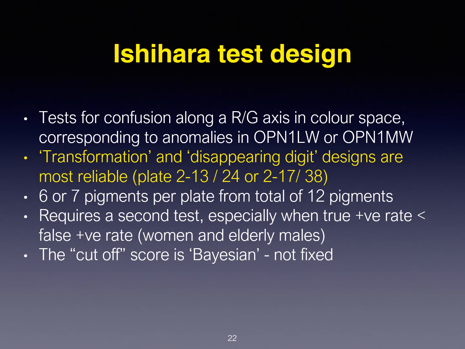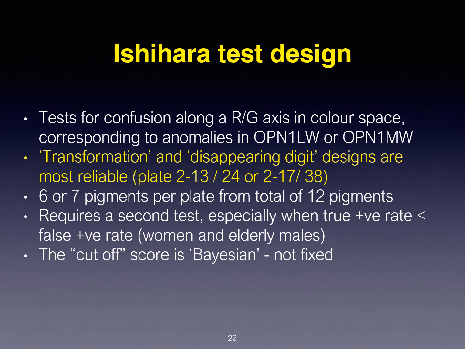Only the transformation and disappearing digit plates are actually reliable, and they number plates 2 to 13 in the 24 plate series, giving a total selection of 12, or 2 to 17 in the 38 plate series, giving a total selection of 16. The other plates should never be used.